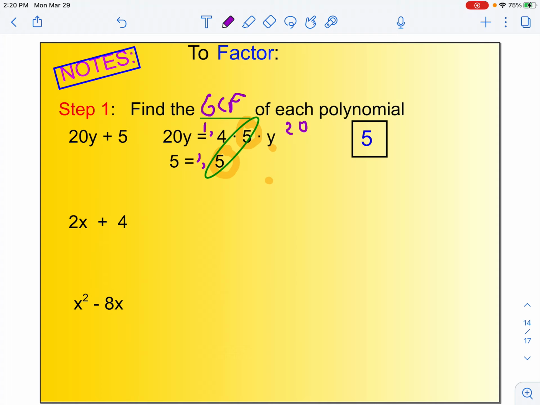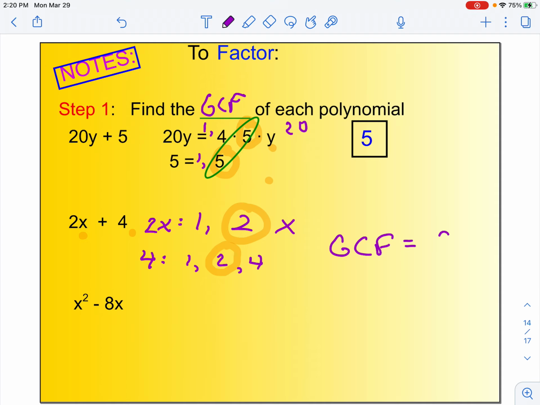Okay, let's get the greatest common factor of the second one. Okay, so my factors of 2x are 1 and 2 and 1x. My factors of 4 are 1 and 4 and then 2 times 2. So the greatest common factor here is 2. Again, notice there is not an x in each term, so you cannot have an x in common to factor out. So my greatest common factor for number 2 is 2.